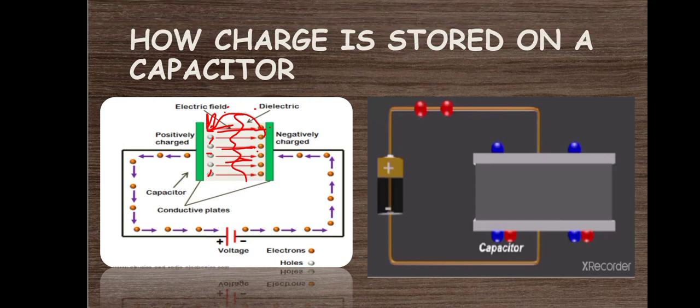Let's see an animation. You can see the red electrons from one plate are moving in the circuit towards the positive terminal of the battery, and they will move toward the second plate. You can see only the positive charges, the protons, remain on the first plate and the negative move towards the second plate. That's how one plate becomes positively charged and the second plate becomes negatively charged. And there is a dielectric present between the plates. That's why they cannot move from one plate to the other. That's how they remain bound there.